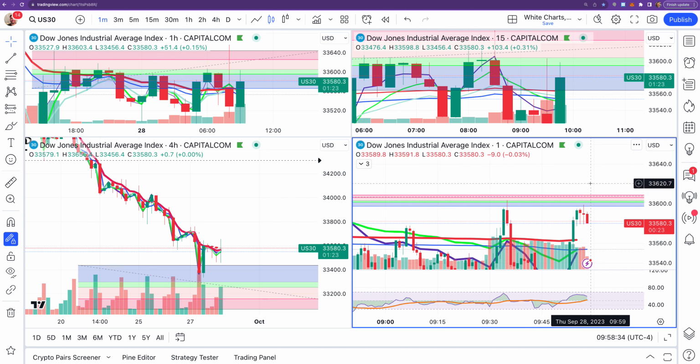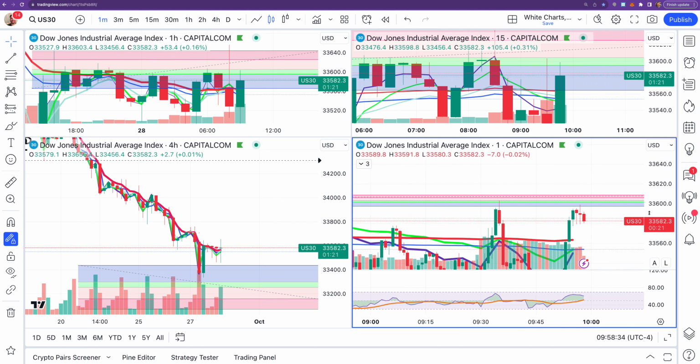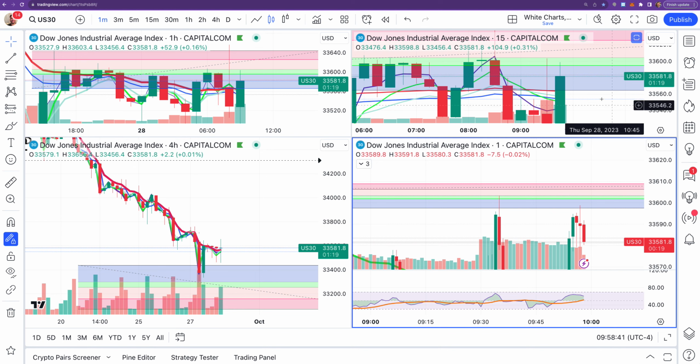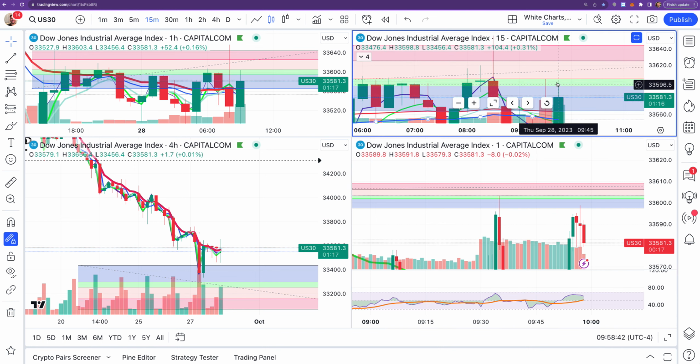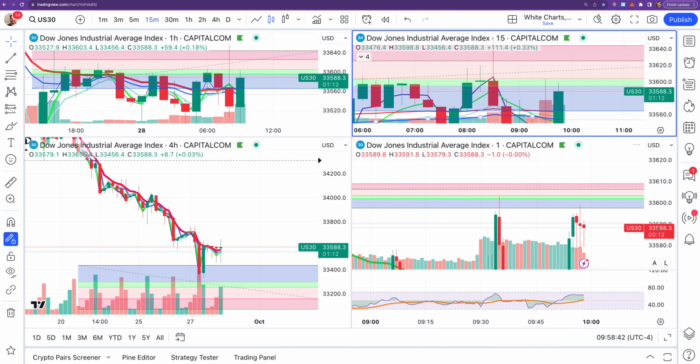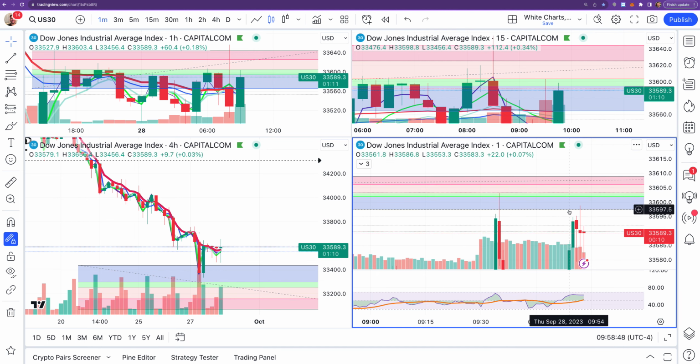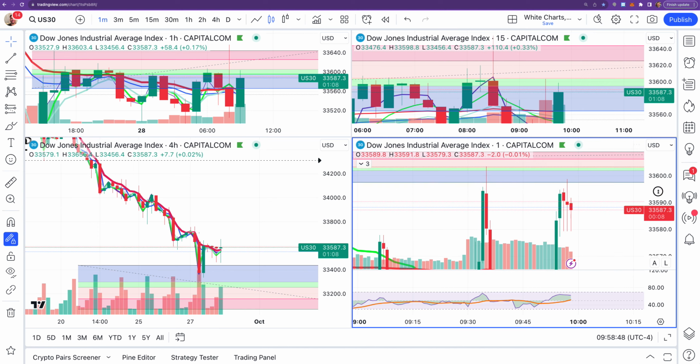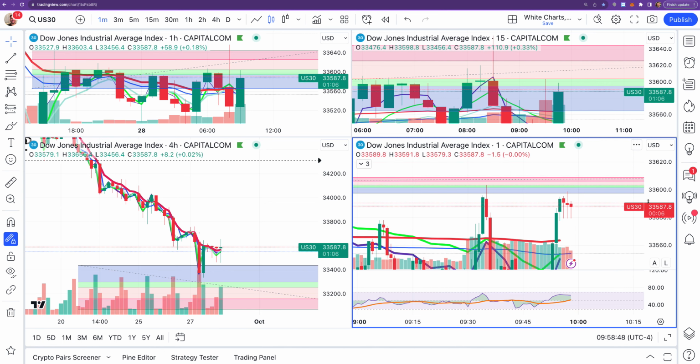And what's happening here, we've got it back into the reversal zone on the 1 hour, on the 4 hour, and on the 15 minutes just below the reversal zone. It's at the lower edge of the order block. So don't be surprised to see this pull back down again.